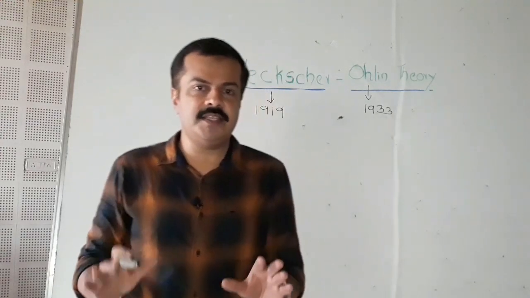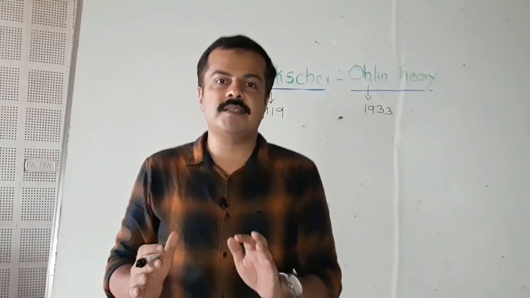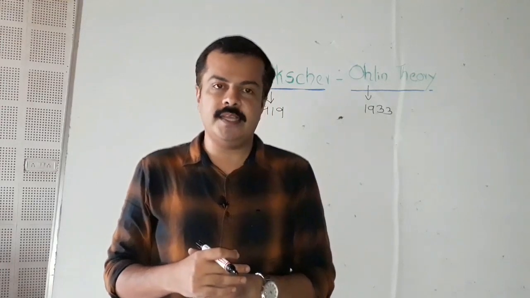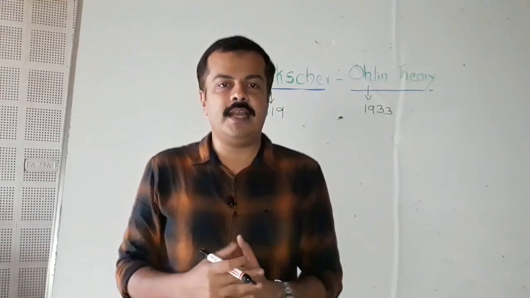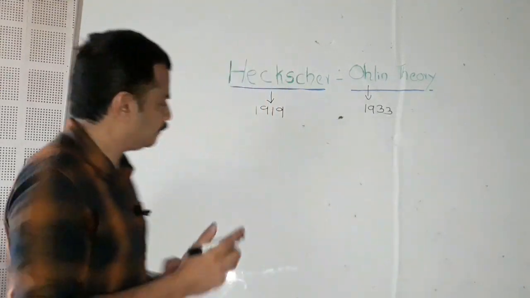We will start with the assumptions of the model. Then we'll explain the concept of factor intensity and factor abundance, and we'll elaborate the theorem in graphical as well as in a verbal manner. We will start from the assumptions of the theory.